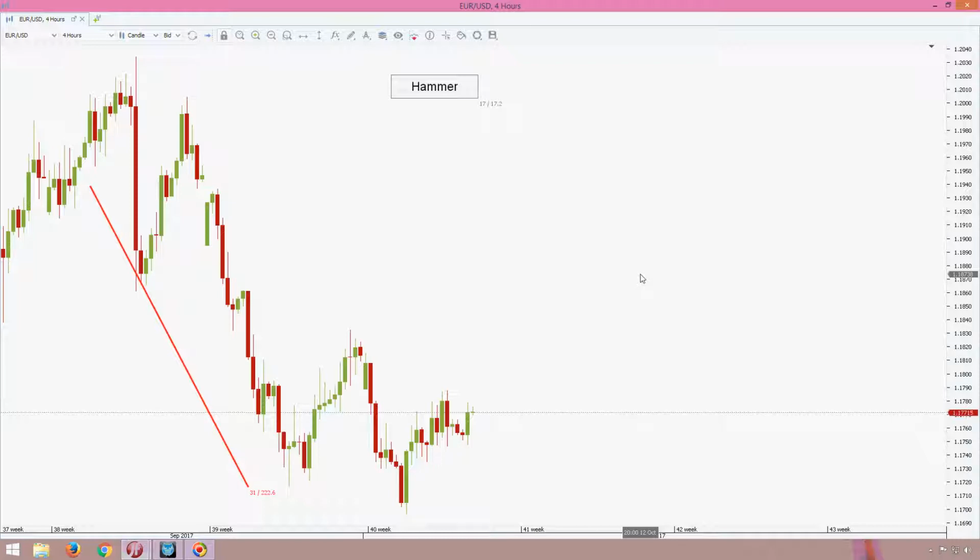You have the body of a candle, and then you have a very long shadow. It is called like this. This is the hammer. Now, the body of the candle may be green, it may be red, bullish or bearish. It doesn't matter. What is important is the shadow.